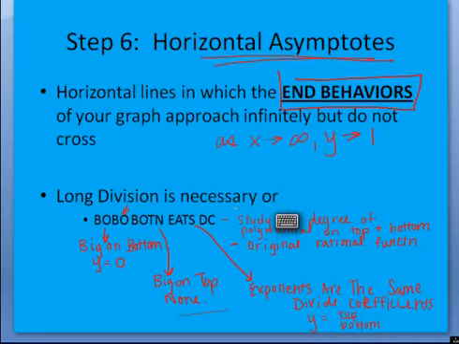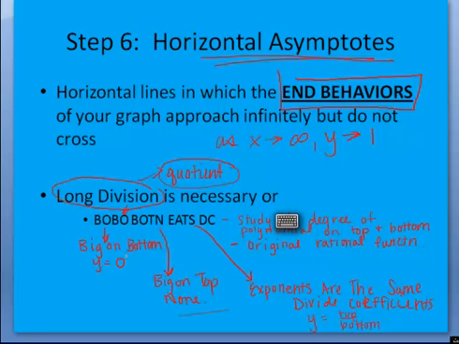So long division is necessary, or I actually have a shortcut. We could use long division, divide these rational functions, which are division problems technically, and whatever you get as the quotient without your remainder, that's going to be an indication of what your end behaviors are. But what we're going to do instead is use this shortcut. It's Bobo, Botan, eats DC.